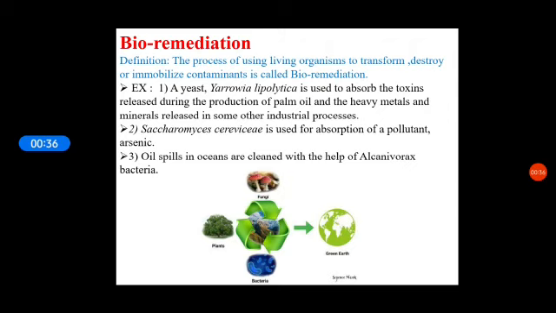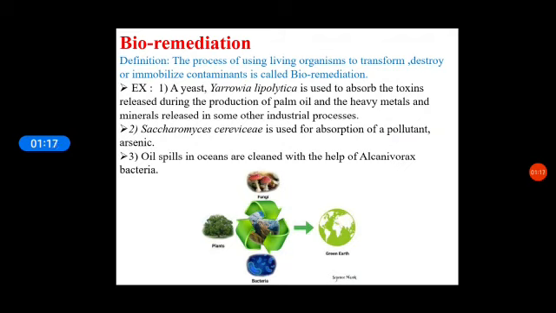Let's have a look at some of the examples of microorganisms involved in the process of bioremediation. Example number 1. A yeast Yarrowia lipolytica is used to absorb the toxins released during the production of palm oil and other heavy metals and minerals which are released from some of the industries during the production of different products. The second example is Saccharomyces cerevisiae, which is used for absorption of pollutants, especially arsenic, from the environment.